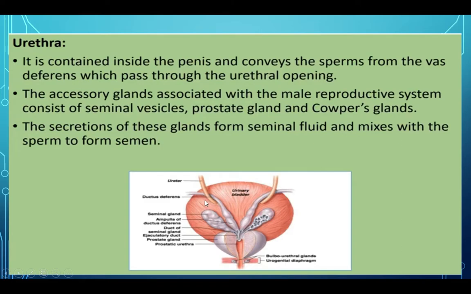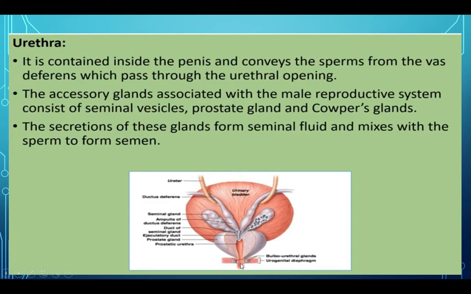Then let us see the urethra. This is the urinary bladder, and this area is the urethra. It is contained inside the penis and conveys the sperms from the vas deferens, which pass through the urethral opening. So the sperms coming out from the seminal vesicle move downwards to the urethra, and that is moving out through the urethral opening.